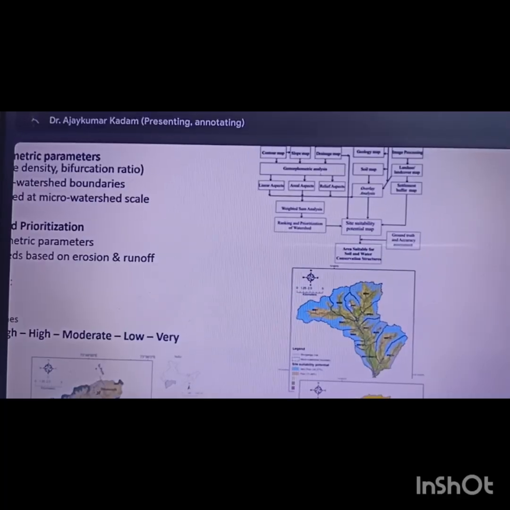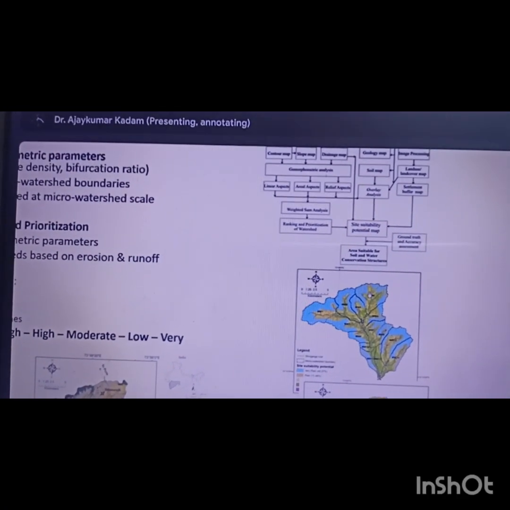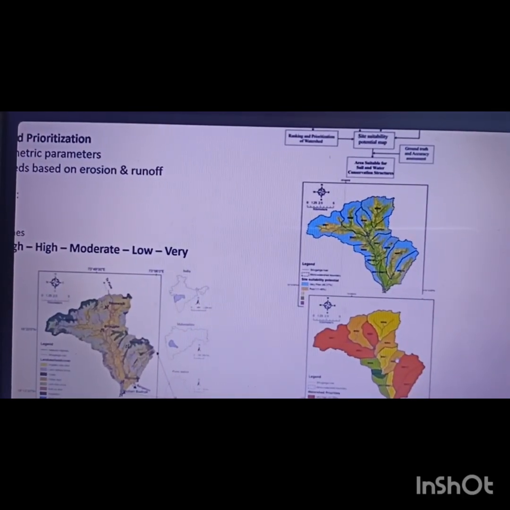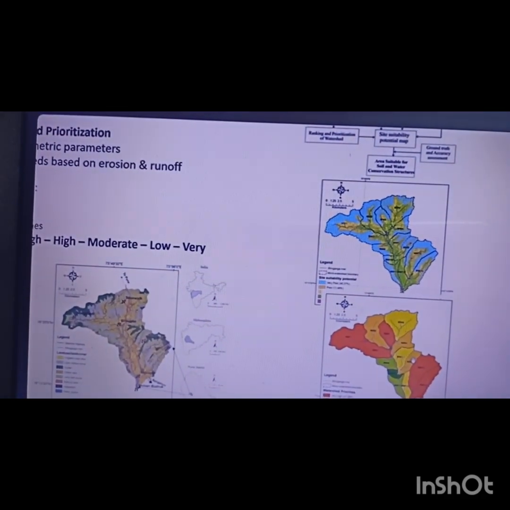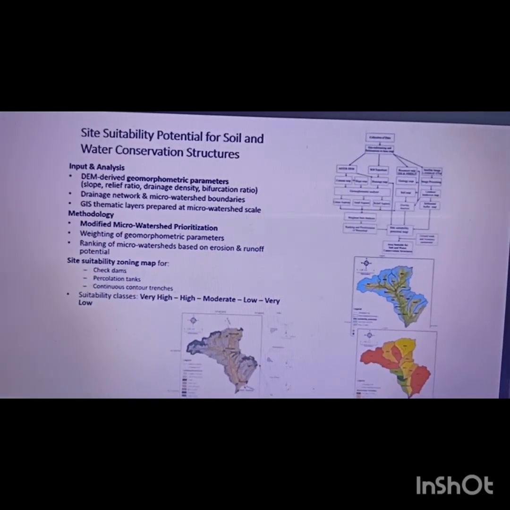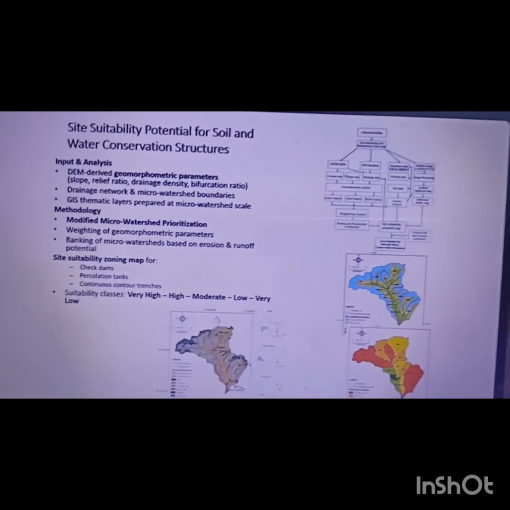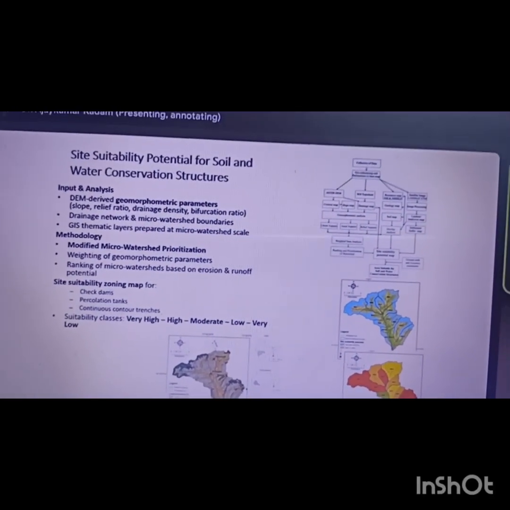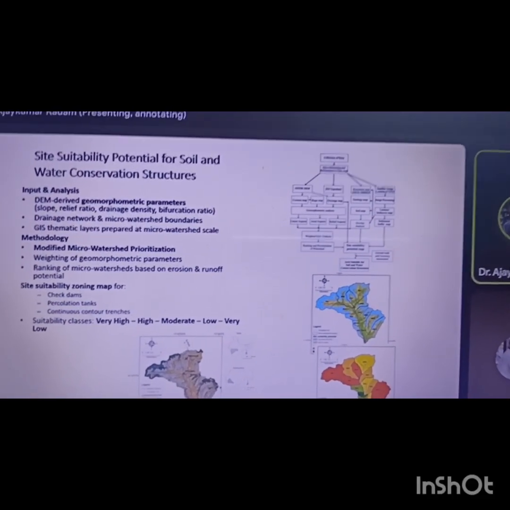So which areas are suitable? Where there is a higher slope, there will be lower potential, and based on this we do the watershed prioritization. Which watershed will be prioritized very high, very low, and so on. This site suitability mapping we do mainly for the check dam, percolation tank, and contour trenches, and we have classified this into suitability classes of very high, moderate, and low. So this is one of the case studies of what we do for water resource management.